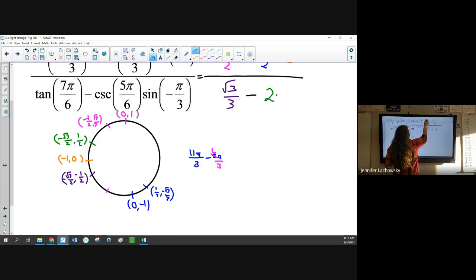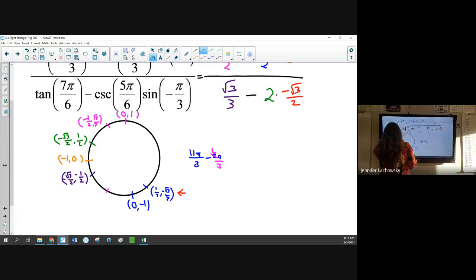Times, and then I need one more. I need sine of negative pi over 3. Where's negative pi over 3? Yeah, so same place that we had the 5/3 pi. Sine is the y value? So that is what? Negative square root of 3 over 2.